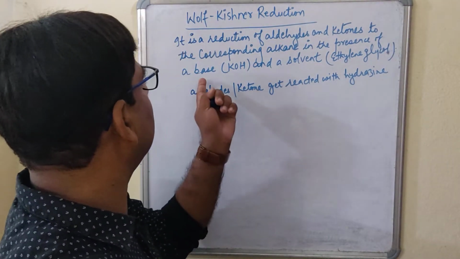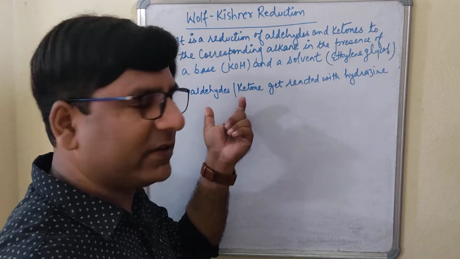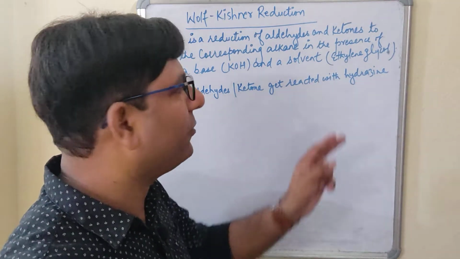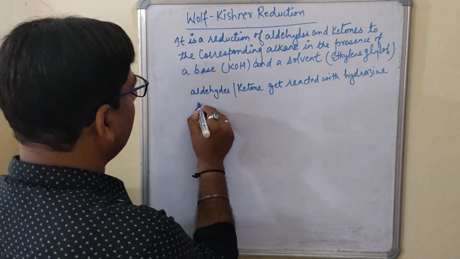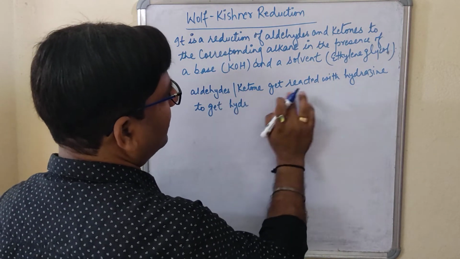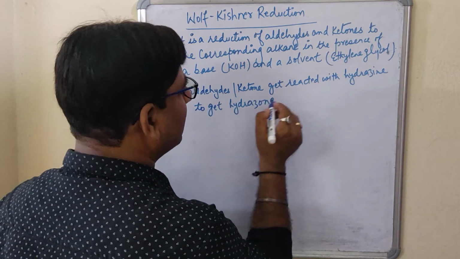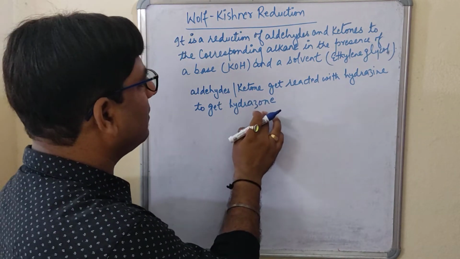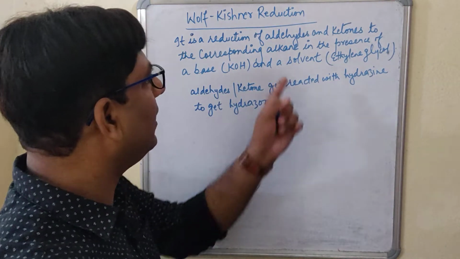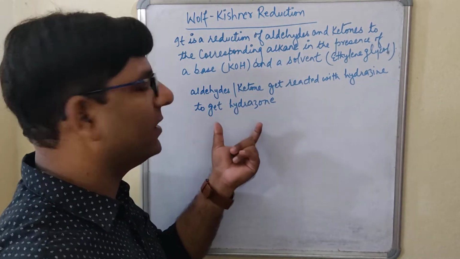Okay, before coming to this base and the solvent, it is this aldehyde or the ketone, whatever the substrate you will choose in either of these two, it will get reacted with the hydrazine. You have to react with the hydrazine to get what? To get hydrazone. This is the product. When it is reacting with the hydrazine, this is hydrazone, and then this hydrazone is going to react in the presence of what? Base and the solvent to give you the alkane. This is the difference. Okay, I hope you have understood this.